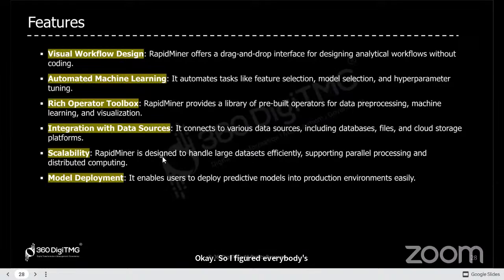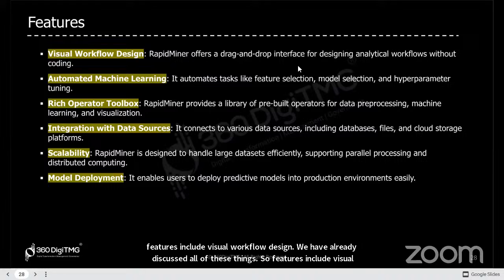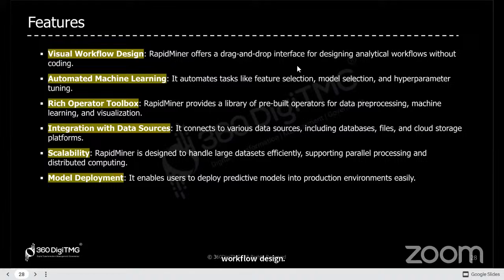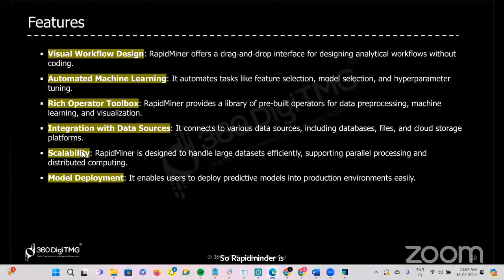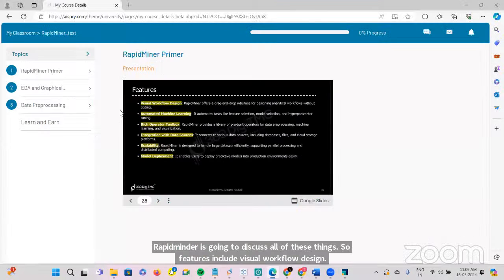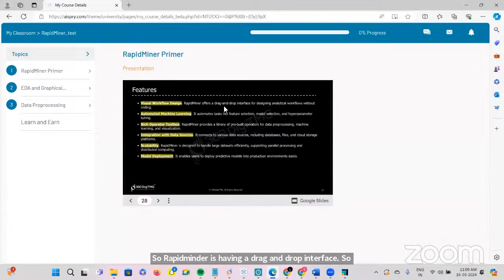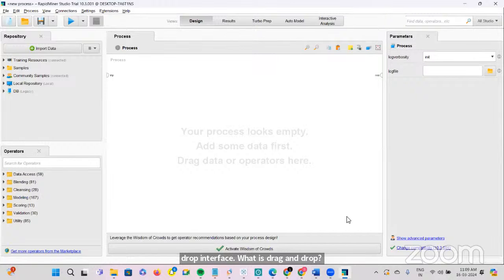Now let's talk about what are the features present. We have already discussed all of these things. So features include visual workflow design. So RapidMiner is having a drag and drop interface. So I'll show you what is this in that particular application that we have downloaded. Okay. So visual workflow design is nothing but drag and drop interface. What is drag and drop? I'll show just an example. Don't bother about what I'm doing.